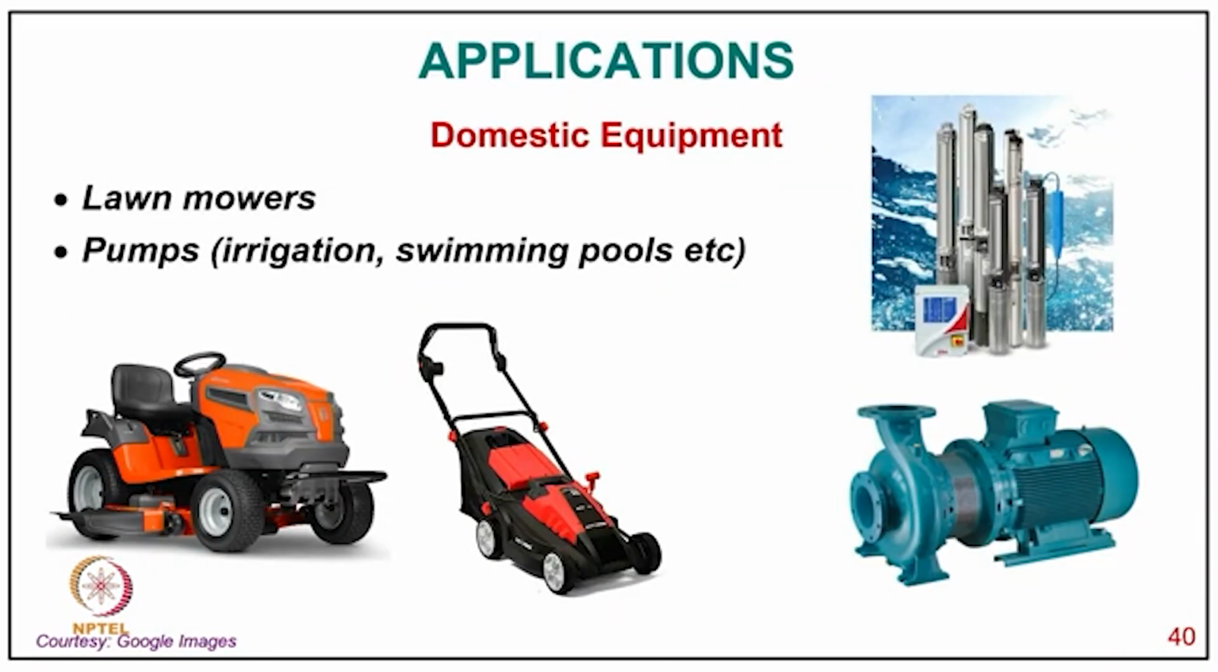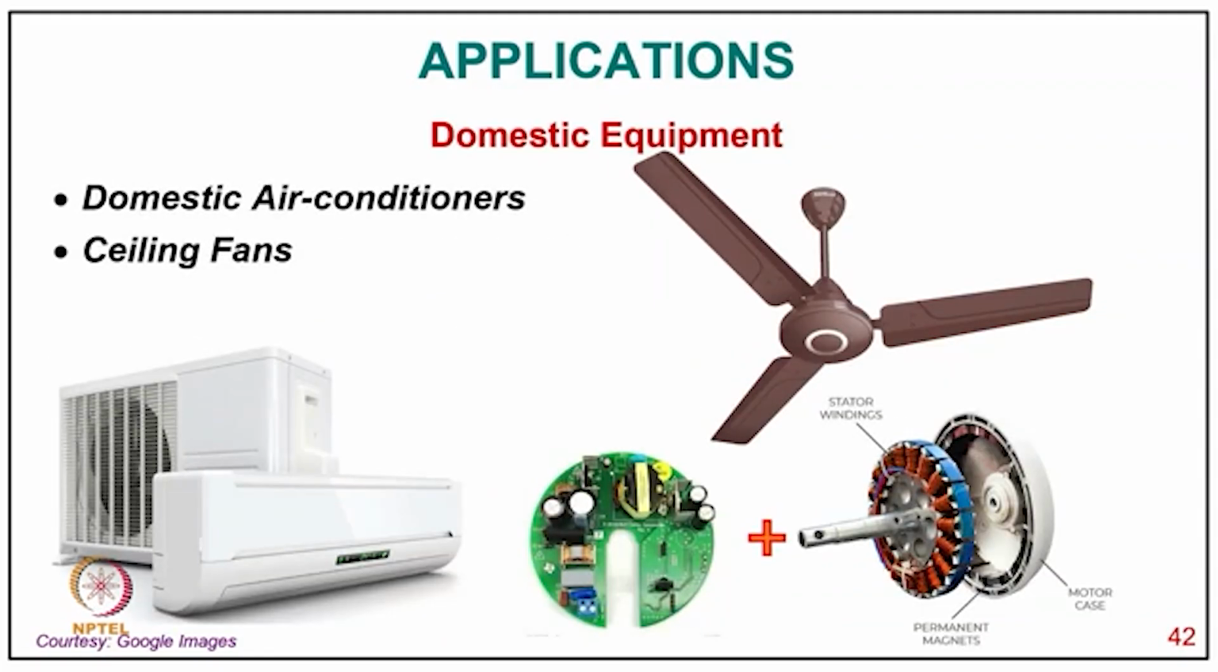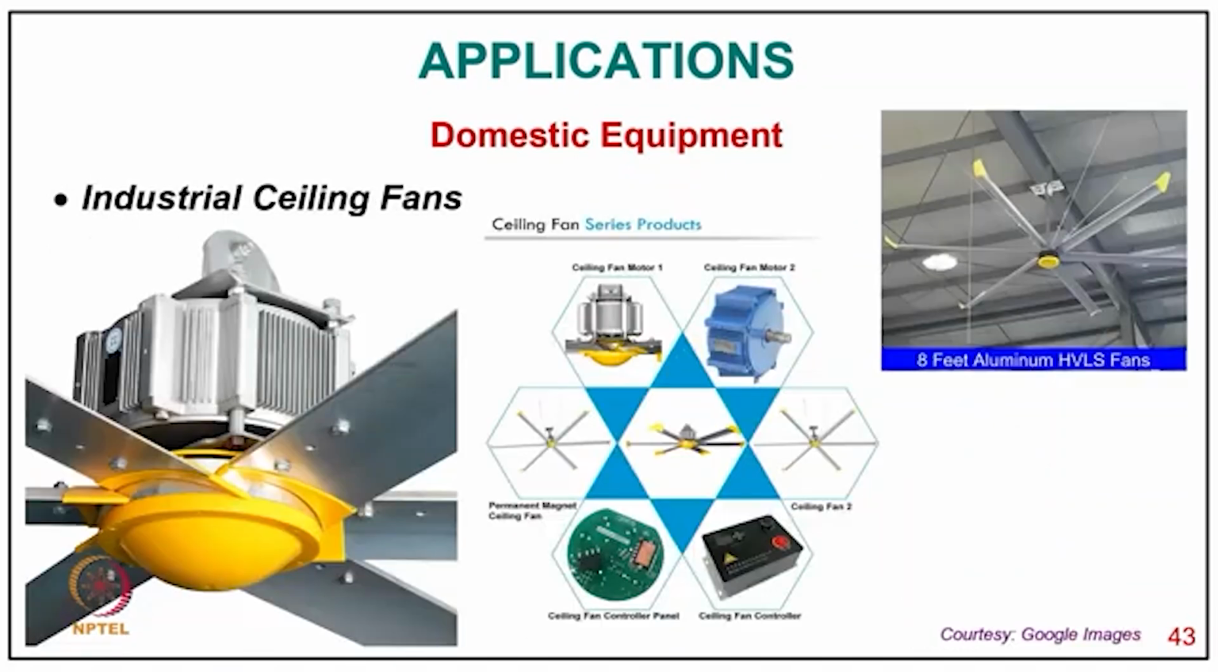Then domestic equipment like lawn mowers, pumps for irrigation, swimming pools. As you can see, typically the motor on the right side with the submersible pump, and the lawn mowers. Then the domestic like toys and visual and sound equipment. Then domestic air conditioner and ceiling fan. I mean ceiling fan now is coming in India itself, around 60 lakh manufacturers. The fans are there by different industries of brushless DC motor fans.